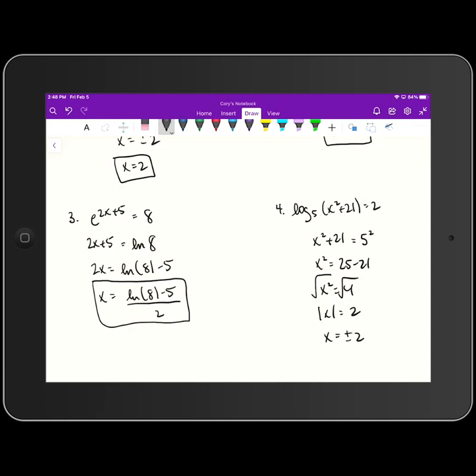The last thing we have to check is, when we plug plus or minus 2 into our argument, is the argument going to be positive? When we plug in 2, 2 squared is 4, plus 21 is 25, which is positive. When I plug in negative 2, negative 2 squared is also 4, plus 21 is equal to 25, so that's positive as well. So both of these solutions are good for us.